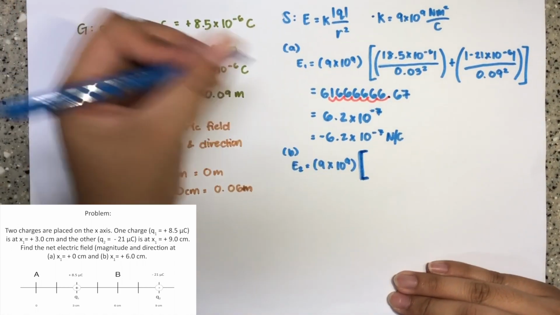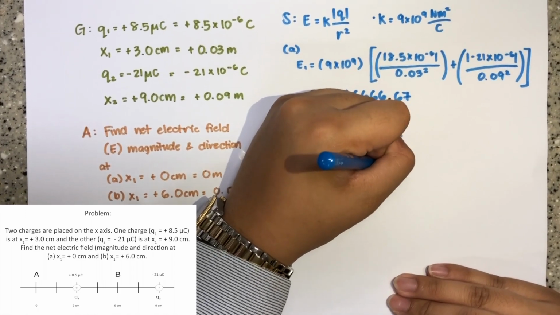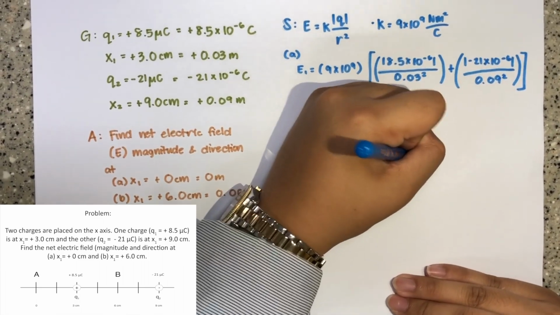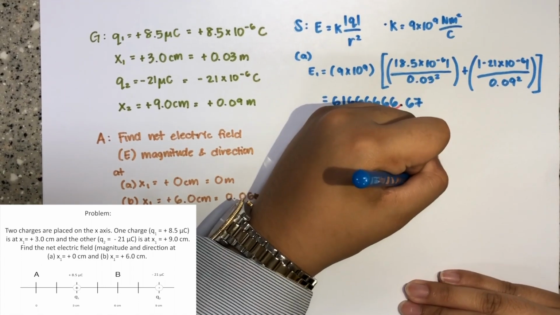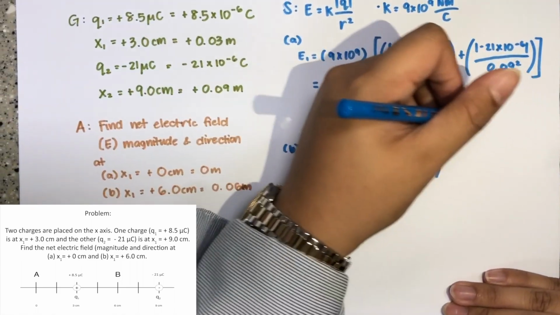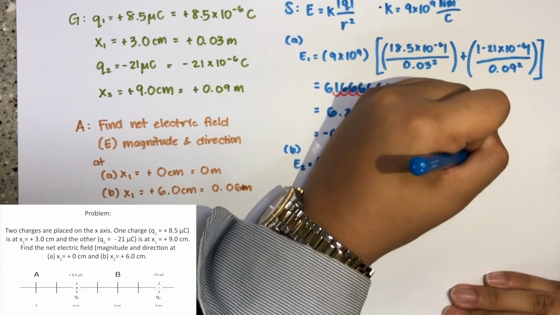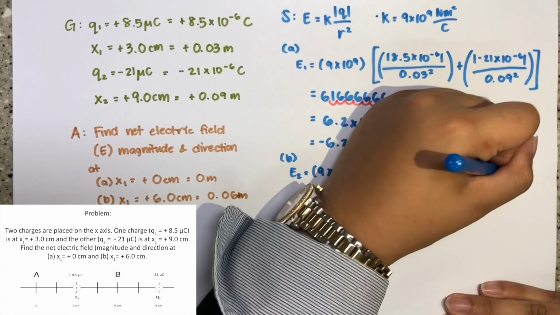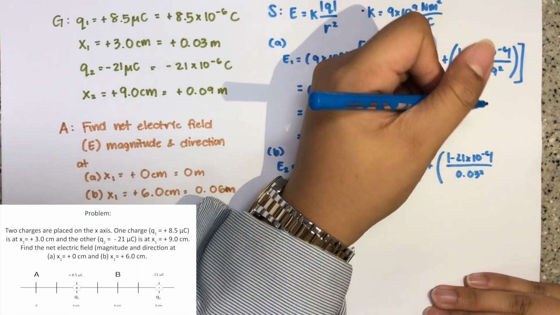Now we have the constant K, and then the first charge, (8.5 times 10 to the negative 6 over 0.03 squared), plus the second charge, negative 21 times 10 to the power of negative 6 over 0.03 squared.